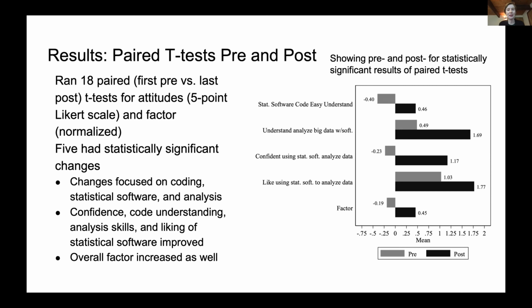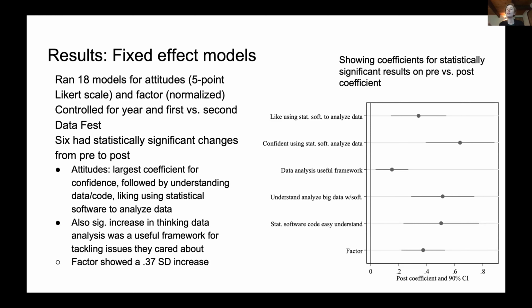And then in our fixed effects models, here we're just showing the coefficients and 90% confidence intervals for the significant results, controlling for the year and the first versus second DataFest, and 6 had statistically significant changes from pre to post. In terms of attitudes, the largest coefficient was on confidence, which we're really excited to see because we really do try to make this a confidence building event, followed by understanding data and code. Those are pretty similar items. Liking using statistical software to analyze data also increased, although not as much.